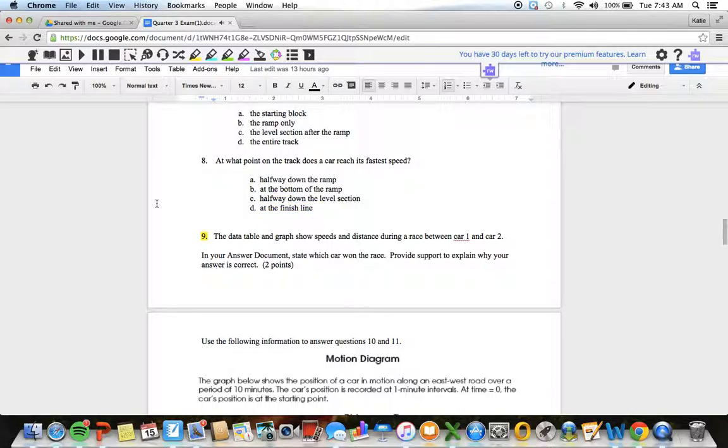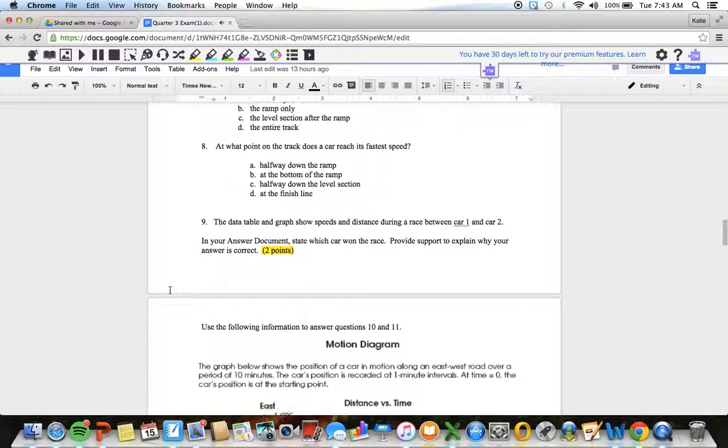9. The data table and graph show speeds and distance during a race between car 1 and car 2. In your answer document, state which car won the race. Provide support to explain why your answer is correct. 2 points.